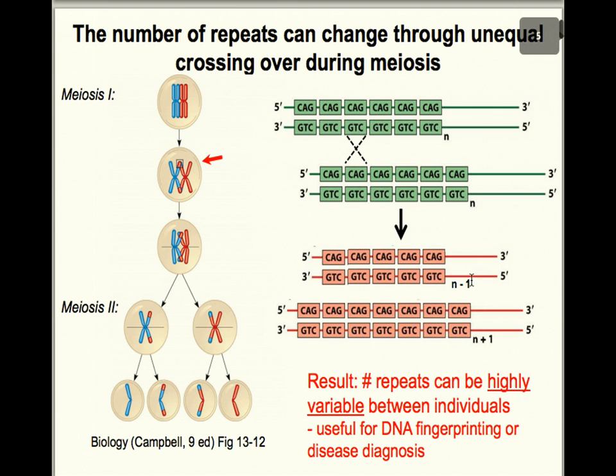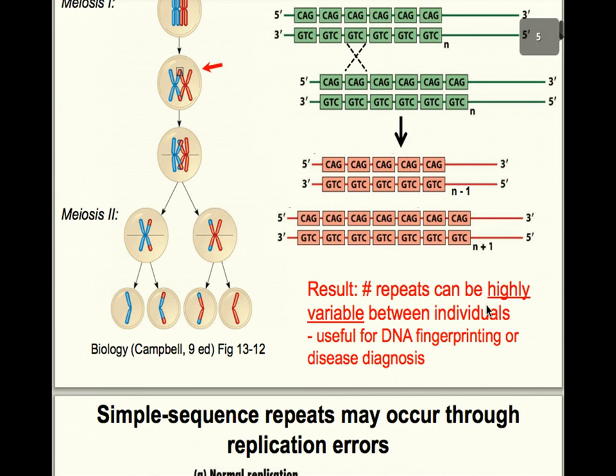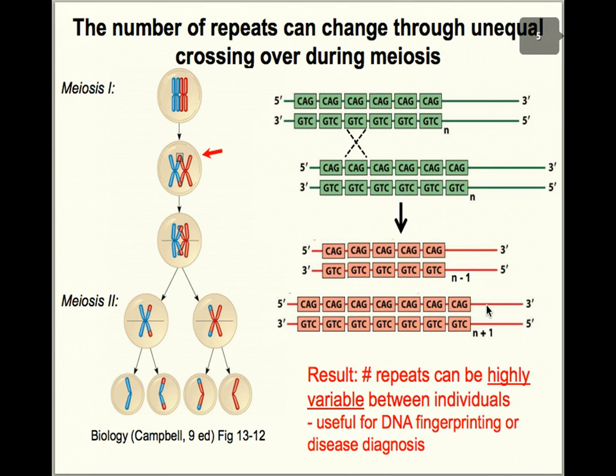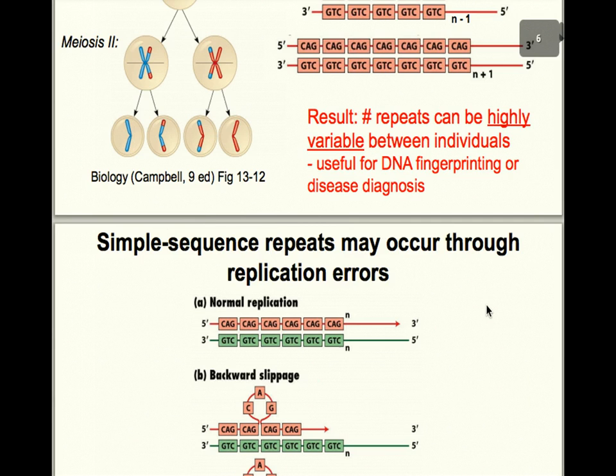And this is just another slide saying the same thing. You get n minus x, basically, and n plus x, where n is the number of repeats before the crossover, and x is basically the number of repeats that it misses by. So in this case, the machinery missed by one repeat, so you get one satellite that has n minus 1 and one satellite that has n plus 1. Is anyone having trouble with that, or is that pretty clear? Okay.